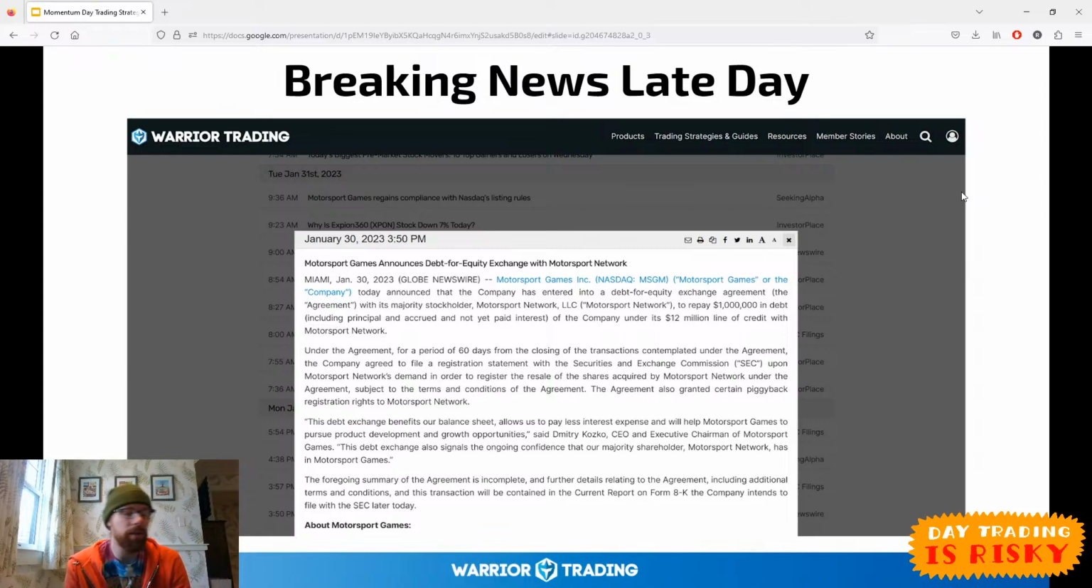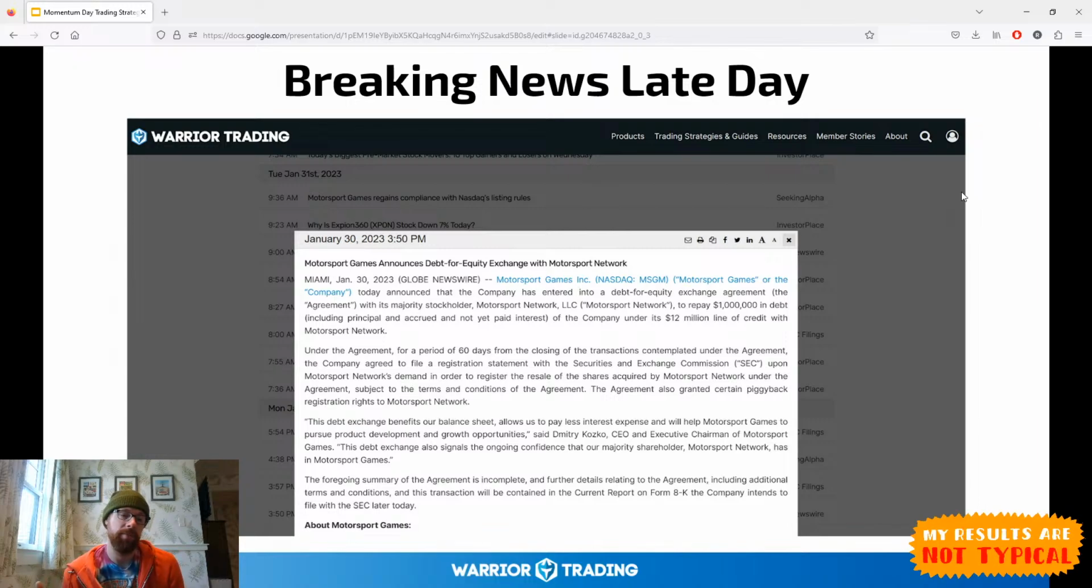So companies put out news headlines, they hit the PR newswire. Some of them are good, some of them are bad, some of them are neutral. And they don't all result in a 150% move on a stock. So the first thing that I look for to find the stock is for it to be hitting a scanner.